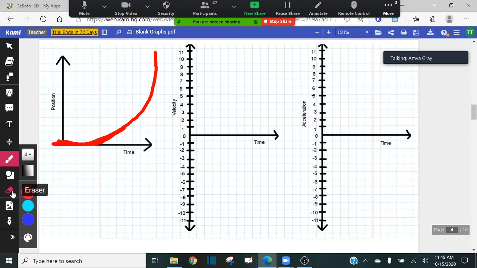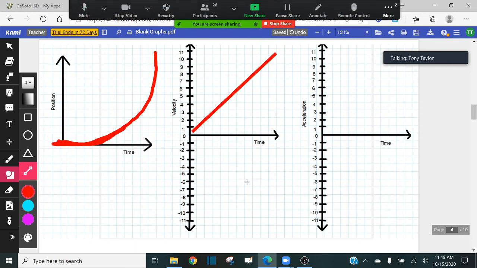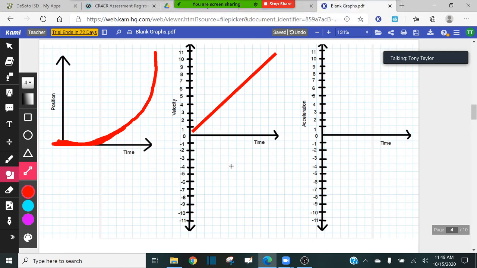Top. Is it getting closer to zero, or going farther away from zero? Further away. Yep. So a straight sloping line like that. And of course, whatever the slope of that velocity is, that is your acceleration, right?